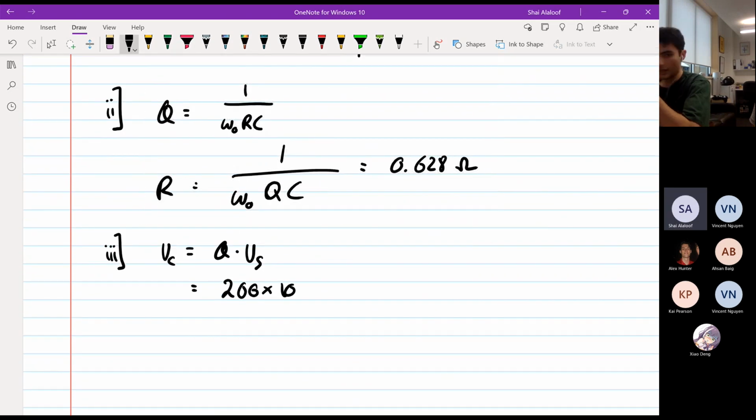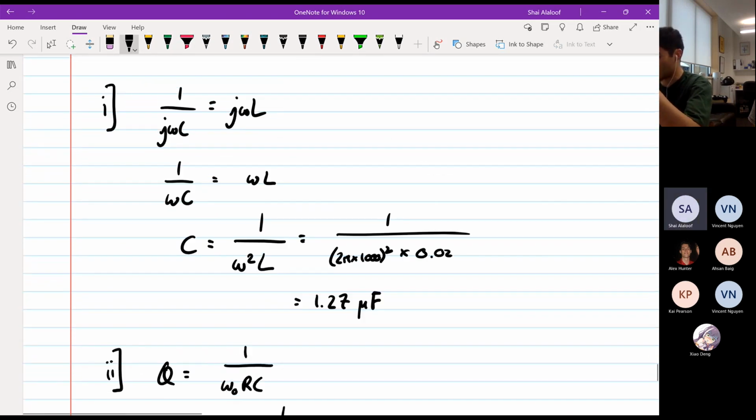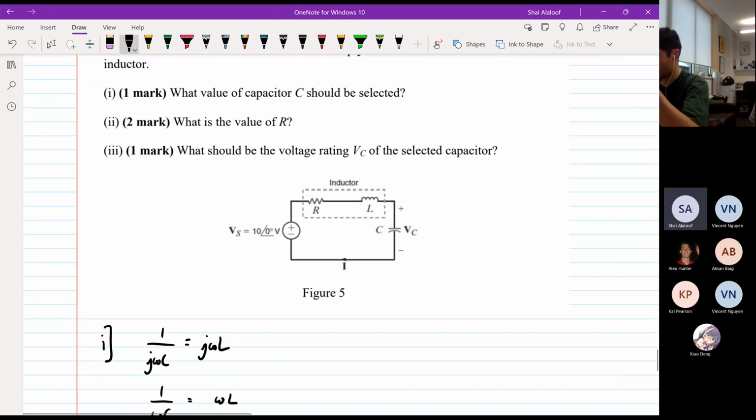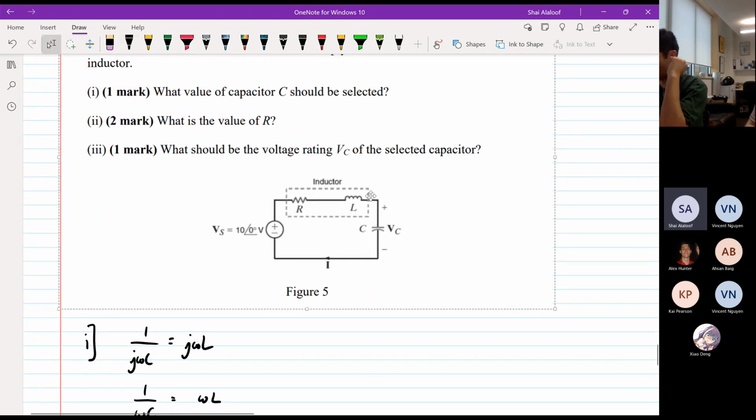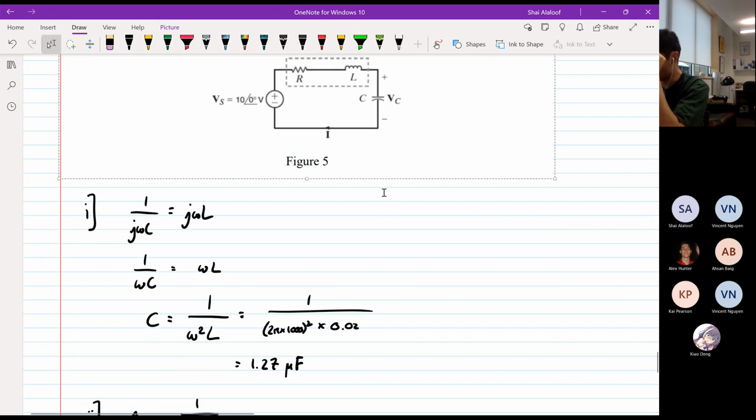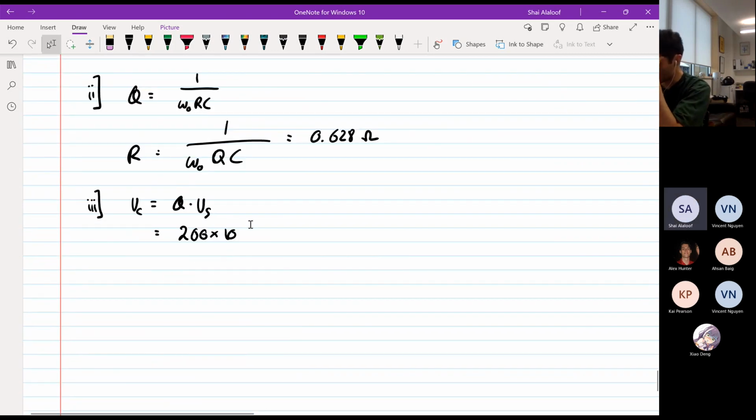You can also just work it out by analyzing the circuit, right? Because you have the resistor, you have the capacitor, and you have the inductor, right? So you can just voltage divide. But you can also use this equation. That also works. So 2 kilovolt rating for the capacitor.